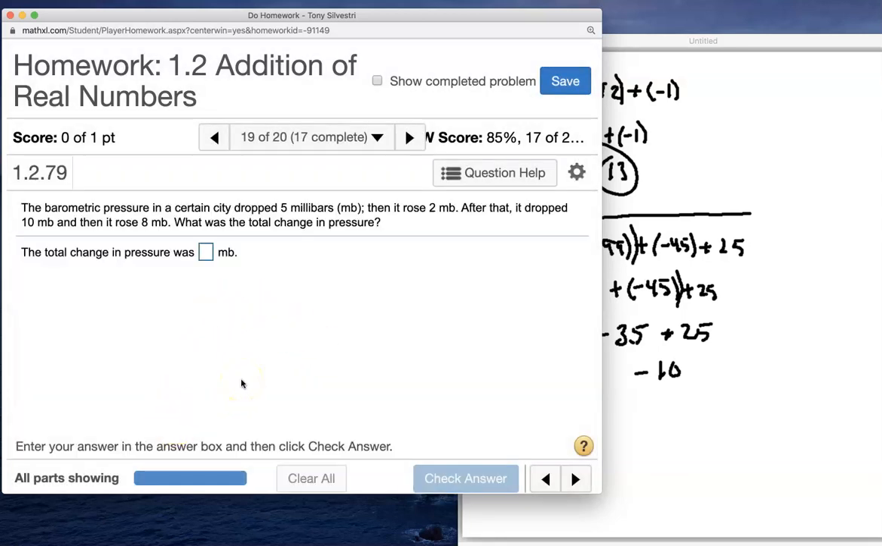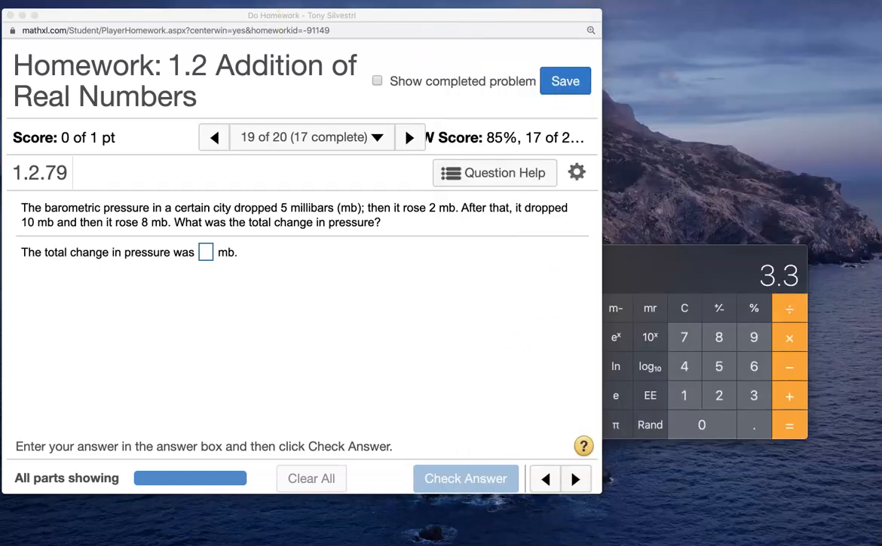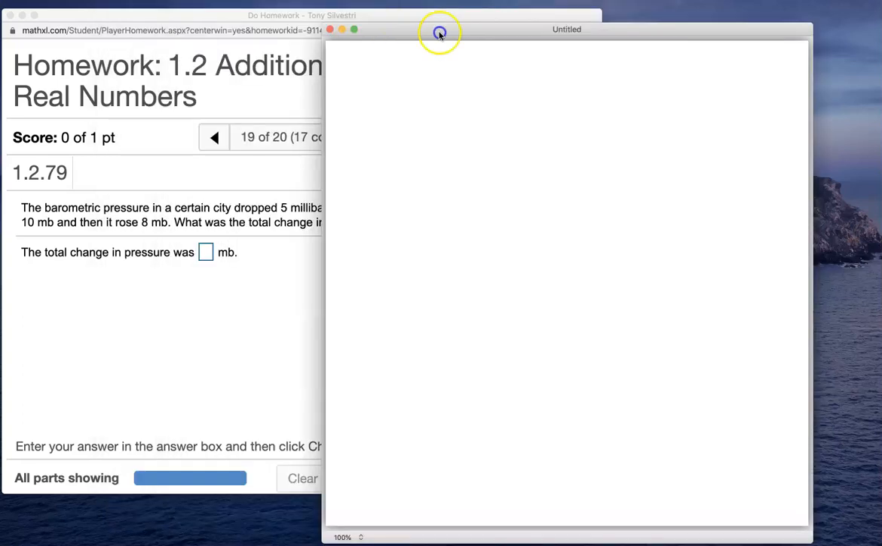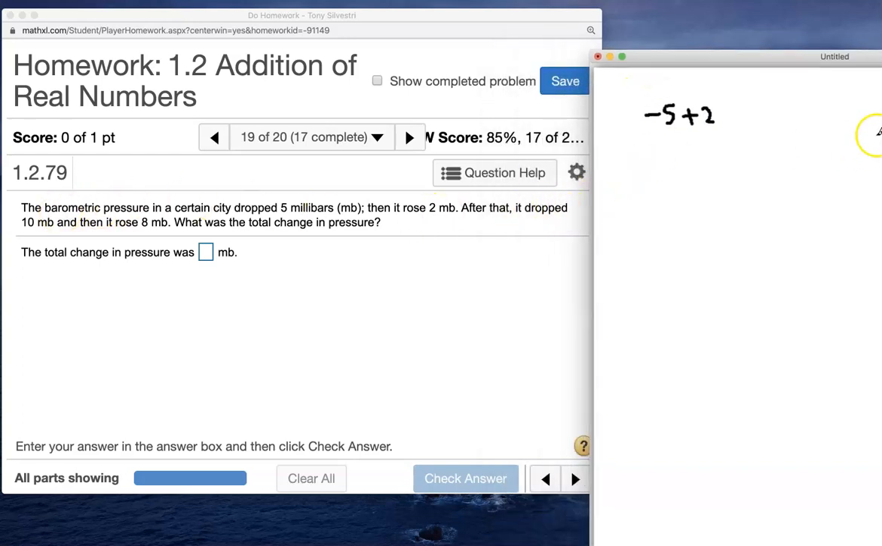Okay, let's see what this thing is. Barometric pressure in a certain city dropped 5 millibars, then it rose 2. After that, it dropped 10, and then it rose 8. What's the total pressure change? Okay, let's start off with a nice fresh sheet of paper. Don't save it. File, new, okay. Pressure, it dropped. So I guess it was minus 5. Started off with minus 5. Then it rose 2. After that, it dropped, dropped as a negative, minus 10, plus a minus 10.